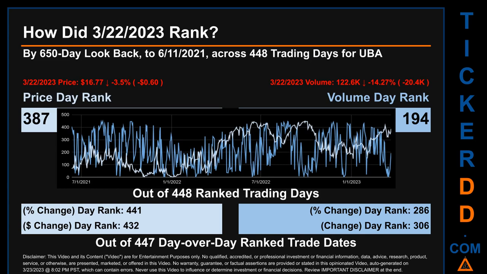The line graph overlays price and volume's daily ranking, as shown respectively in light versus dark blue, across those target days' trading days. In this view, essentially the dips are good whereas the spikes are bad. The price's day-over-day percentage change, dropping 3.5% on March 22, 2023, had a day rank of 441 while its dollar difference of 60 cents had a rank of 432 when compared day over day across 447 trading days. Volume's percentage change and difference were ranked respectively at 286 and 306.